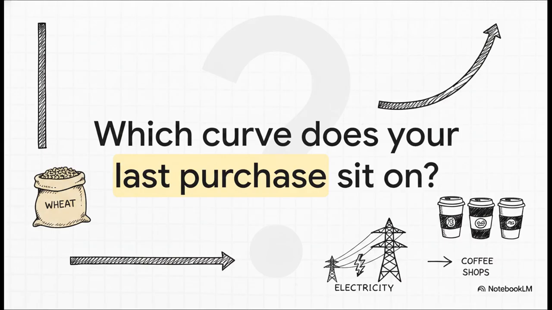As we wrap up this explainer, I want to leave you with a quick way to apply this visual tool right now. Think about the very last thing you bought today. Was it a completely uniform commodity, like a gallon of gas? Was it a utility bill from the sole electricity provider in your town? Or was it a specific brand of coffee competing with 3 other shops on the exact same block? Which of these 3 geometric curves does that specific product sit on? Once you start seeing the world through these 3 slopes, the hidden forces of market competition suddenly become entirely visible.